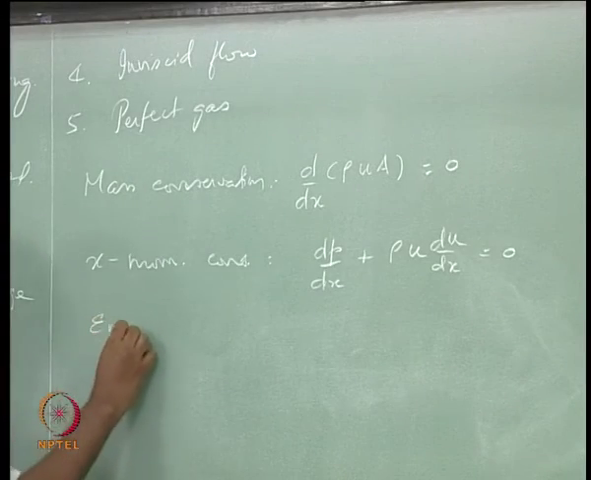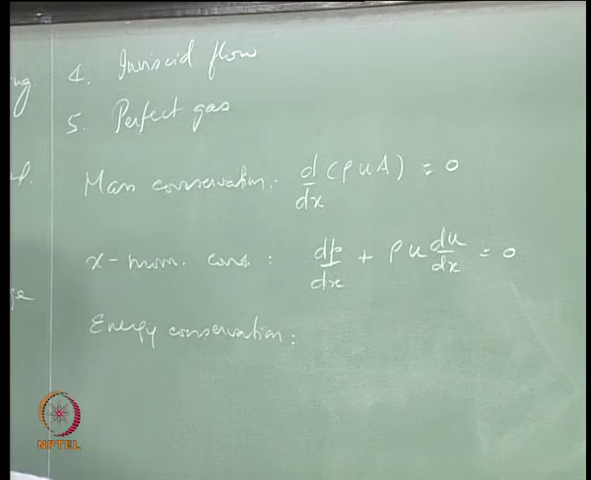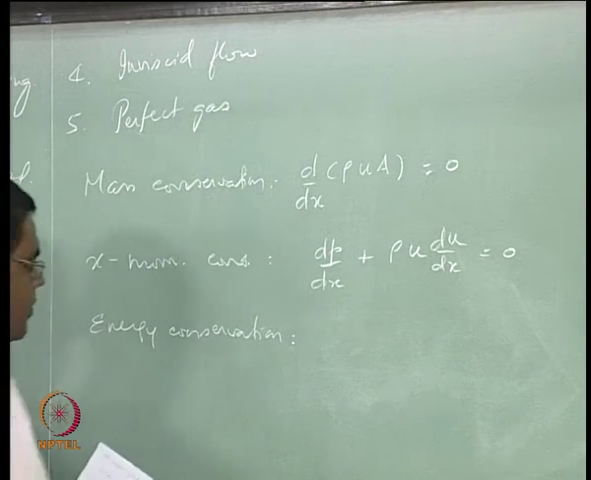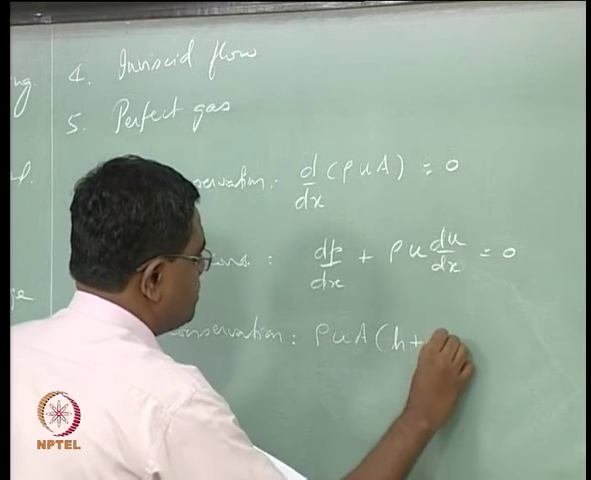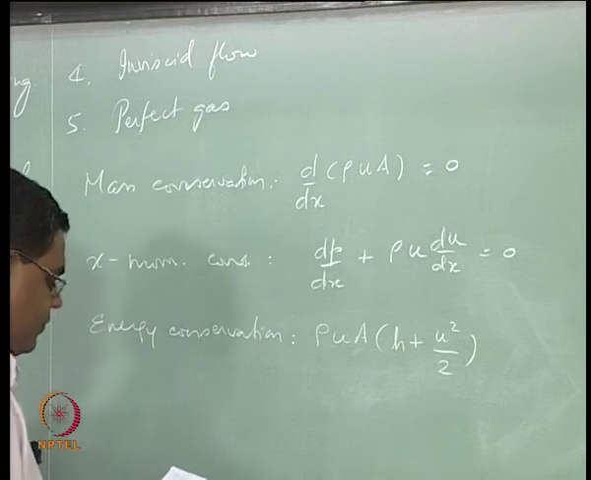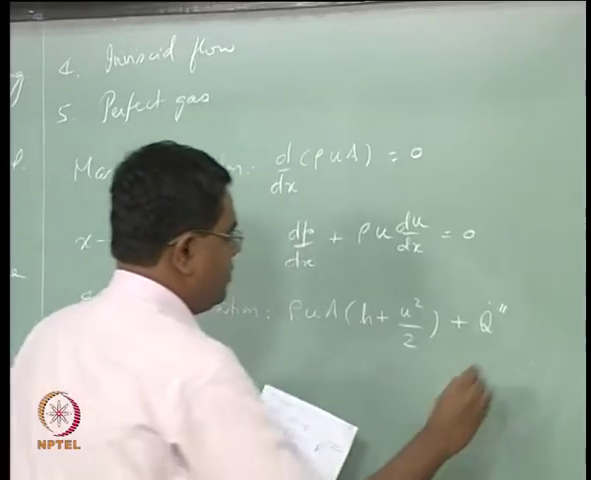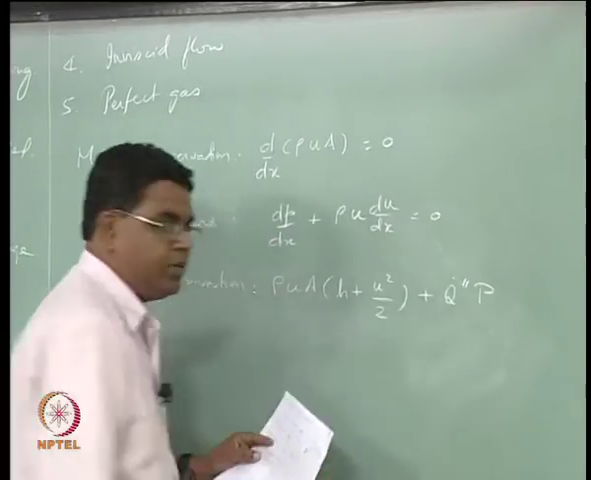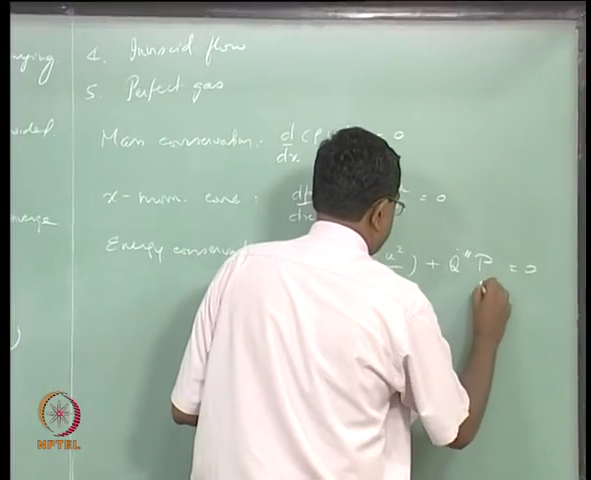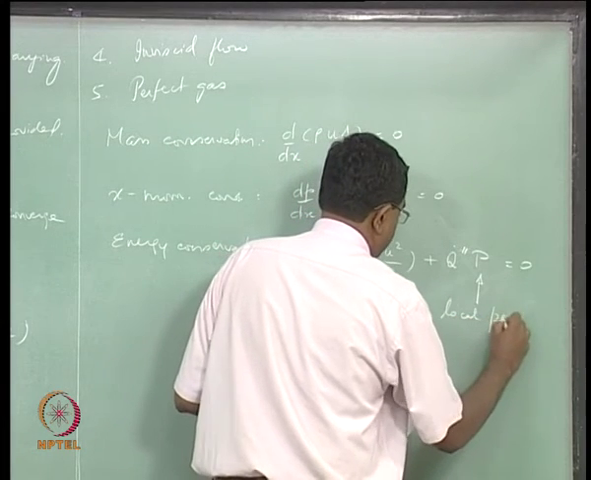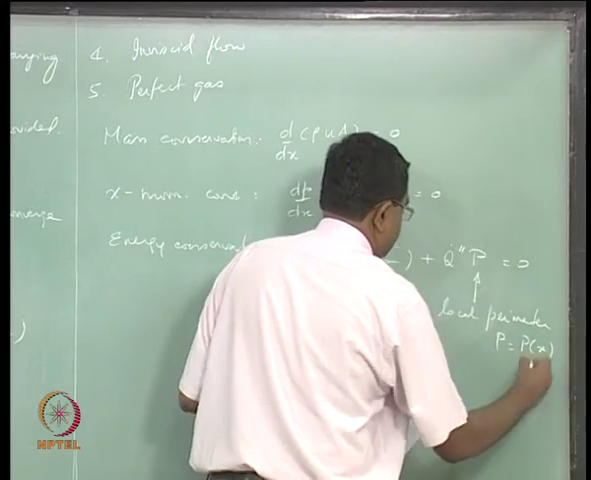Energy conservation. Rho u A (h plus u squared over 2) plus q dot double prime times P. This is capital P, not the small p, which is pressure. So this is equal to 0, where capital P is the local perimeter. Okay, that is P equals P of x.